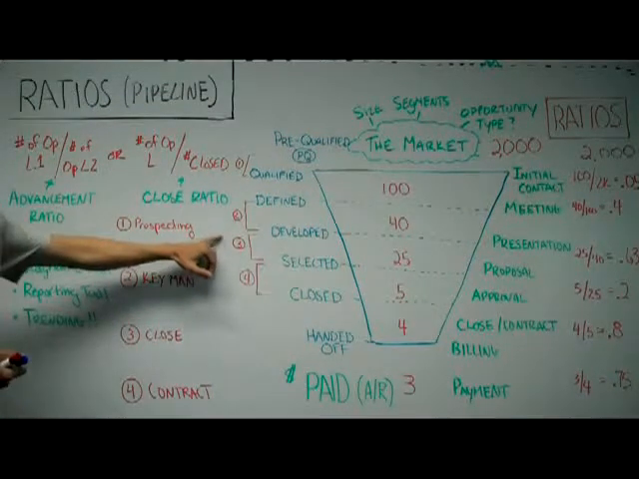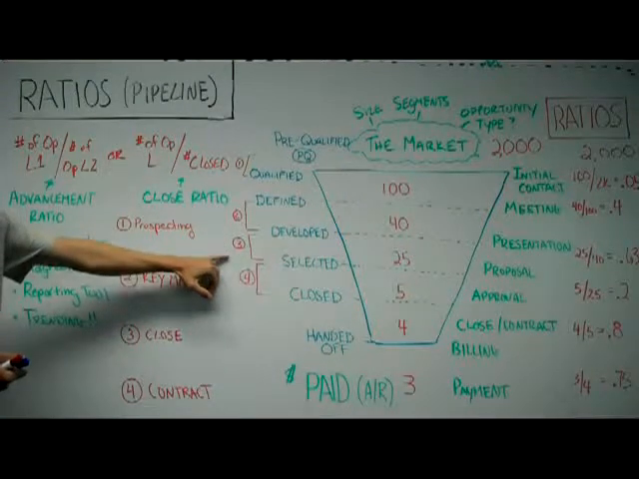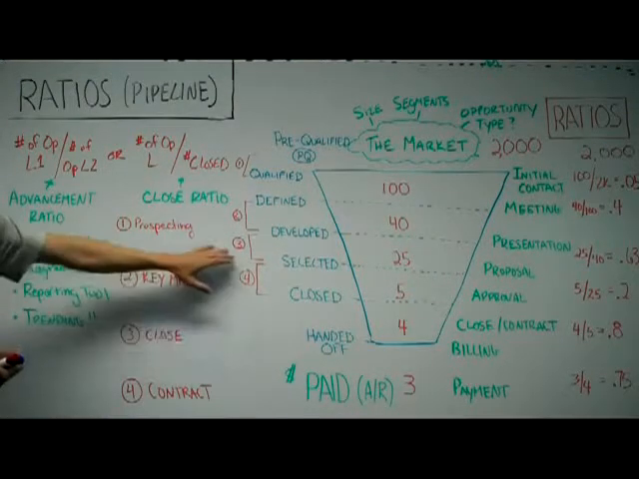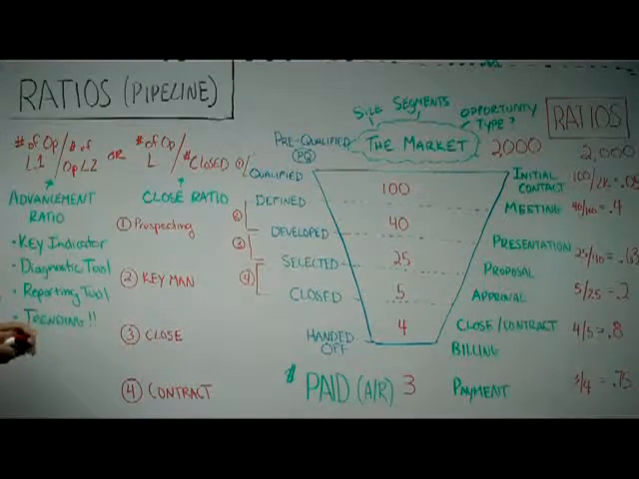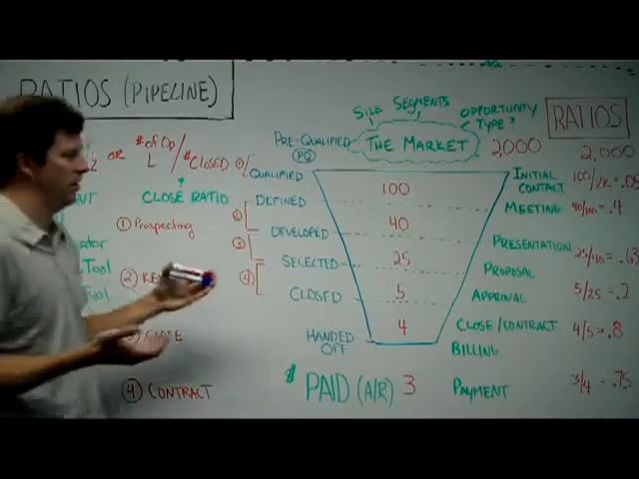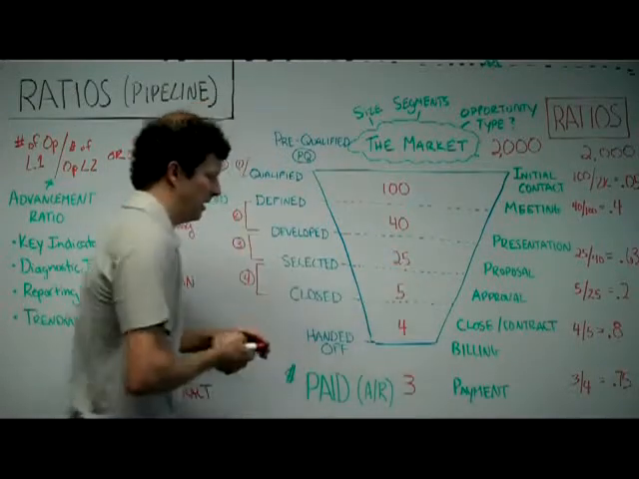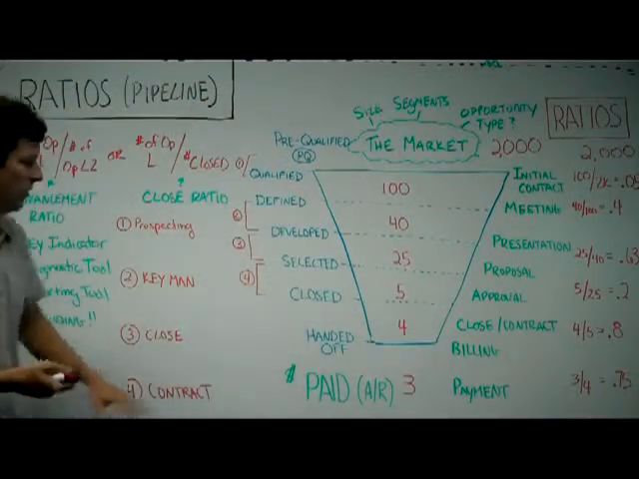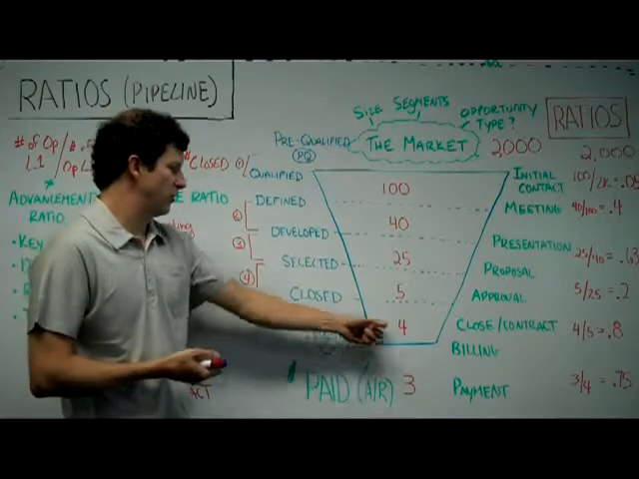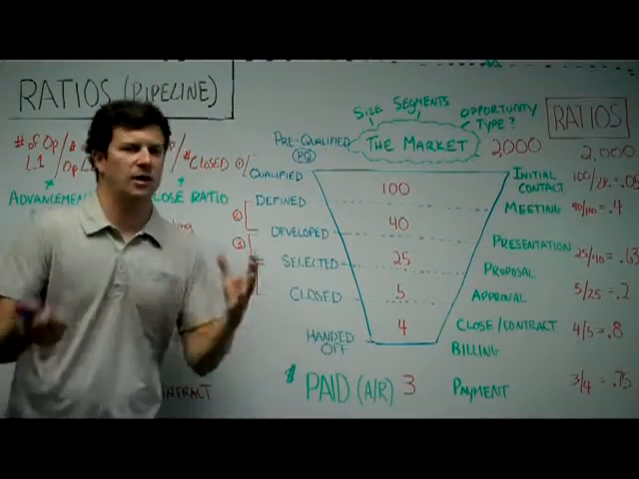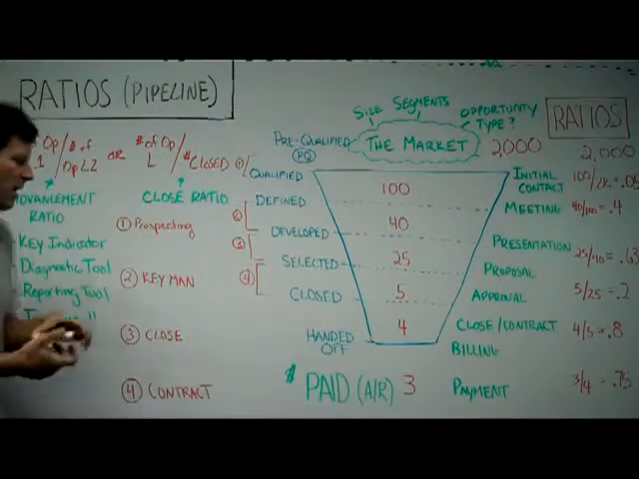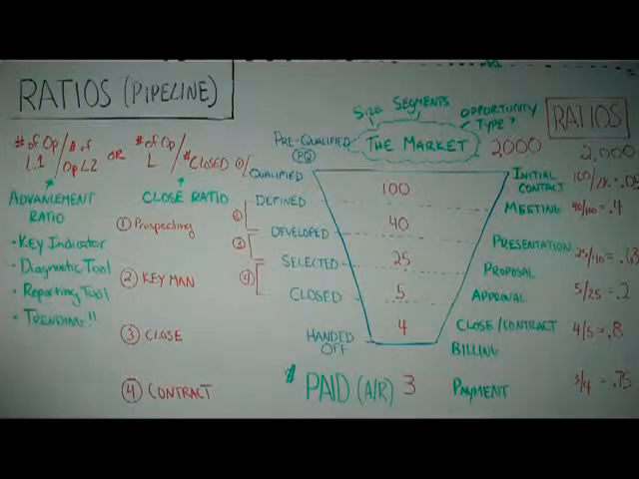And then from developed to selected, I went from 25 that were developed to 5 maybe that were selected. That's not so good. I'm not closing those deals that I've spent a lot of time with. And then the contract ratio, I went from 5 closed to 4 that contracted, so I lost 1 during the contracting process. Maybe that's not great either, but you can sort of decide for your business. But you get the idea.